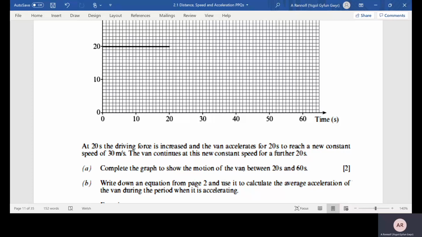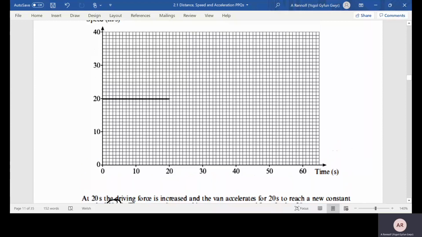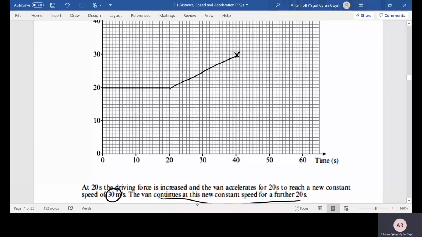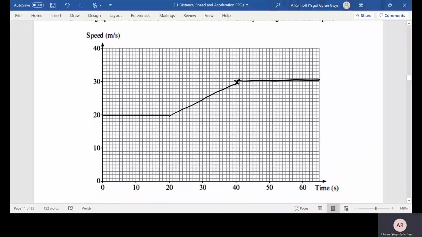So we're going to start by just plotting this point, okay? 30 meters per second. We hit that 20 seconds after the acceleration starts. So we're going to be there. We're going to bring our line up like that. And then we were told that the van continues at this new constant speed for a further 20 seconds. And so for the remainder of the journey, we're staying at 30 meters per second. So your graph should look like that.